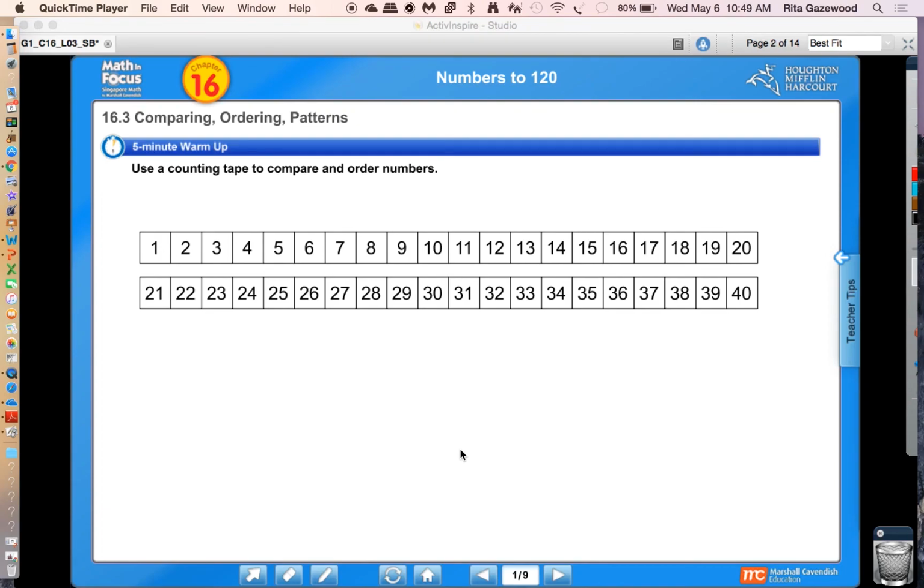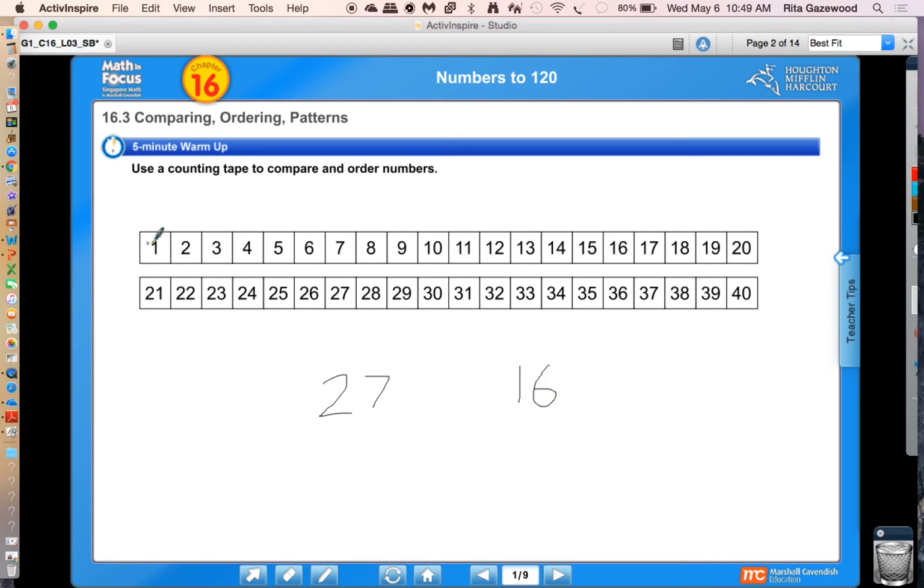Today's lesson is Lesson 3, Comparing, Ordering, and Patterns with Numbers to 120. We're going to begin by doing a warm-up using the counting tape to compare and order numbers. So I'm going to come up with two numbers, and notice we're only going up to the numbers 40 because this is like a little review. So I'm going to take the number 27 and the number 16.